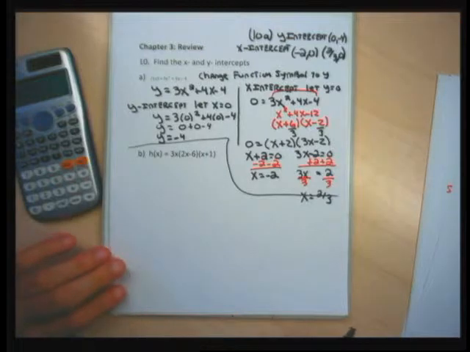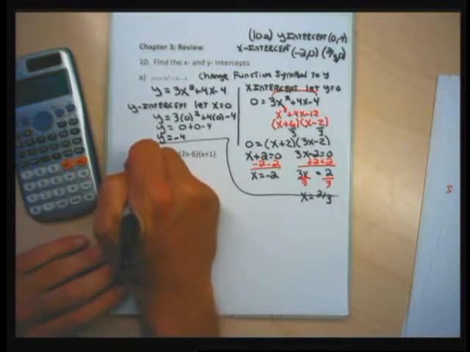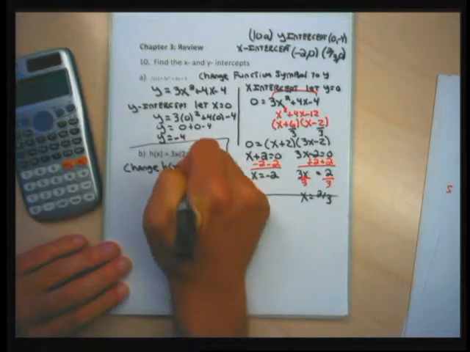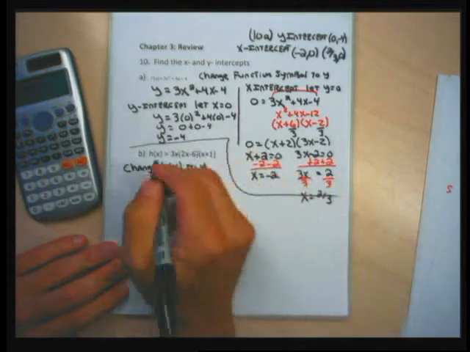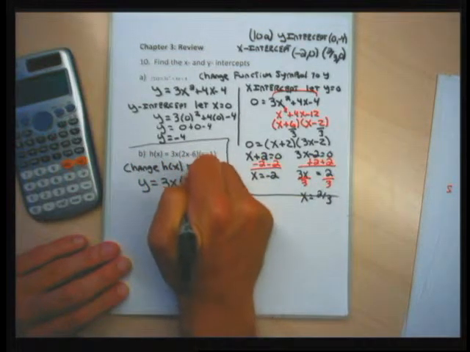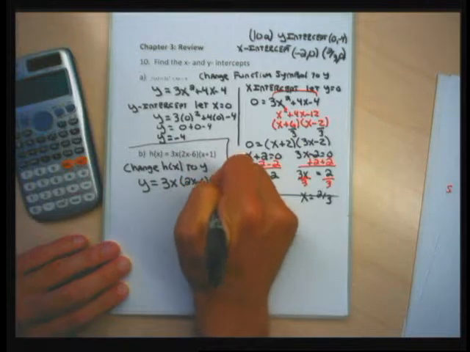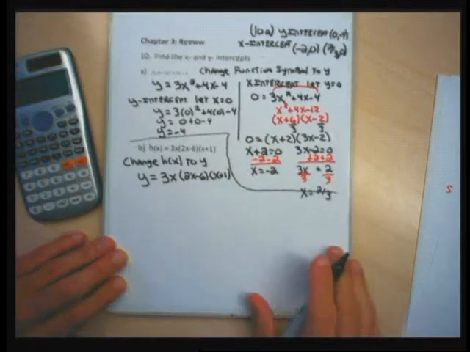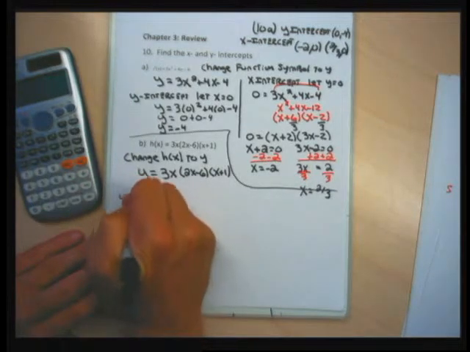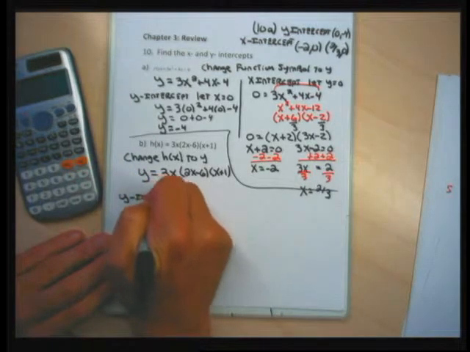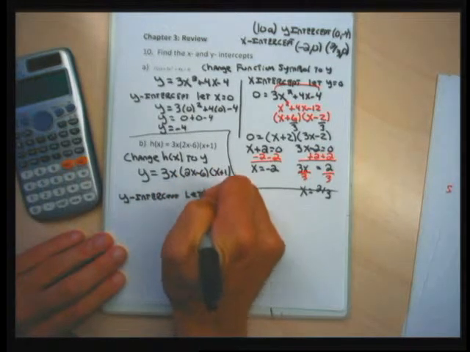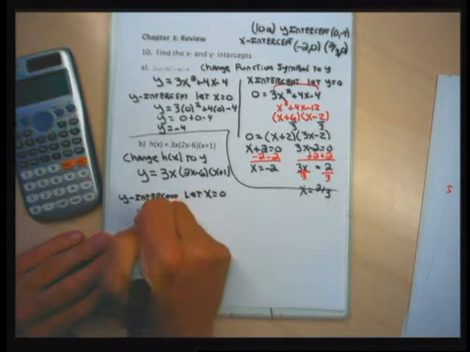For part B of 10, I'm going to start off and change the h of x to a y. It just makes it easier for me. You don't really absolutely have to do that, but for me it just makes it a lot easier. The function notation's kind of cumbersome when it comes to these computations. So the y-intercept is easier. For the y-intercept, I'm going to let x be 0. If you don't use your calculator, you might mess this up.